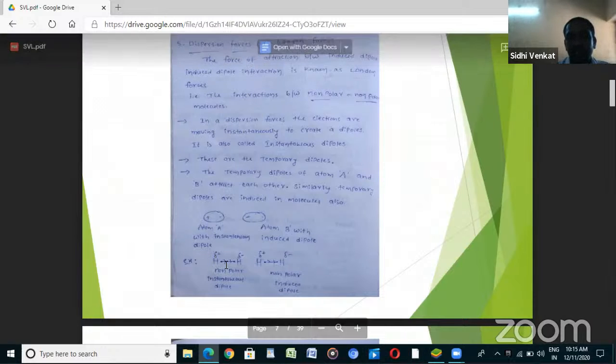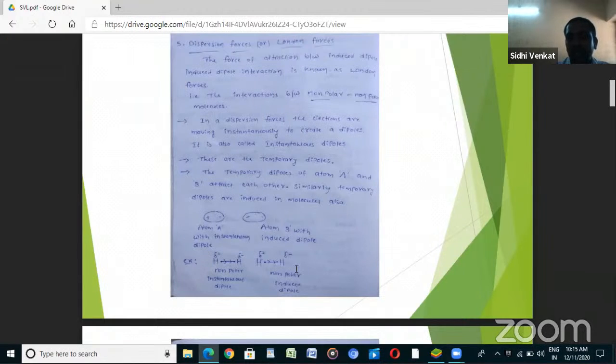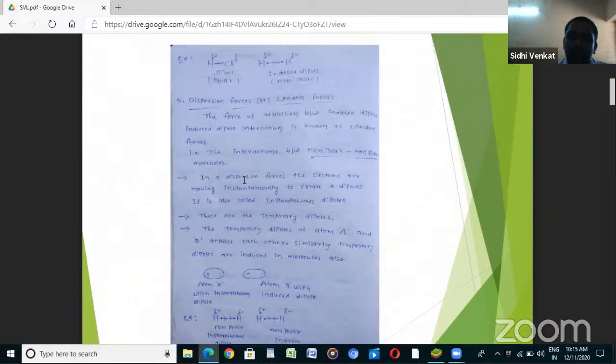Look at this example, students. They are taking the H2 and H2 molecule. Both are non-polar molecules. These non-polar molecules instantaneously create dipoles. Okay, students, understand? These five are the intermolecular or van der Waals forces.